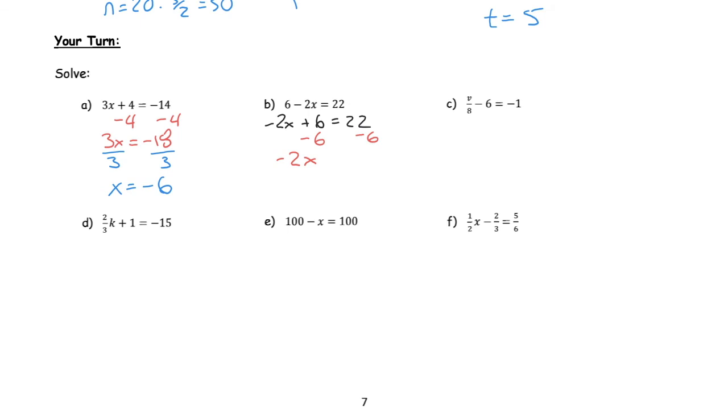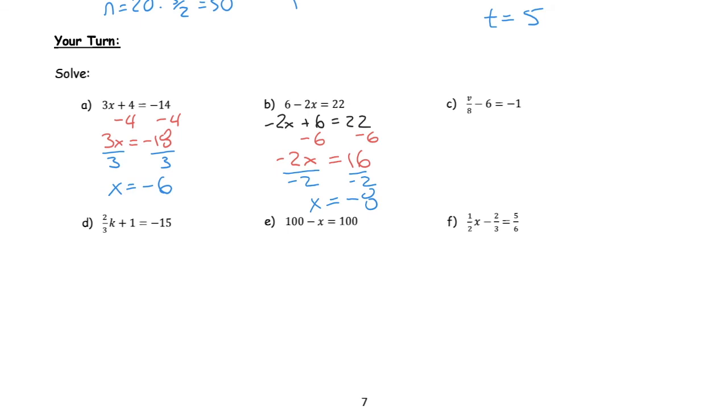Oops, sorry, I didn't mean negative 8 there. What I meant to say was 16. I was anticipating where this was going, because the next thing you're going to do here is divide by negative 2 on both sides to get rid of the coefficient. And then 16 divided by negative 2, there's your negative 8. Okay.